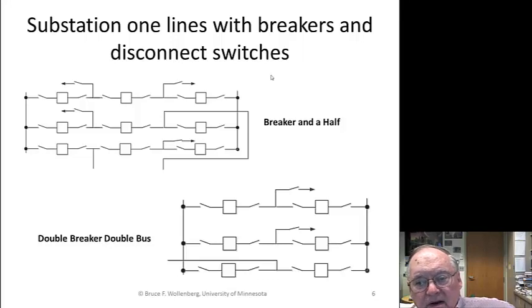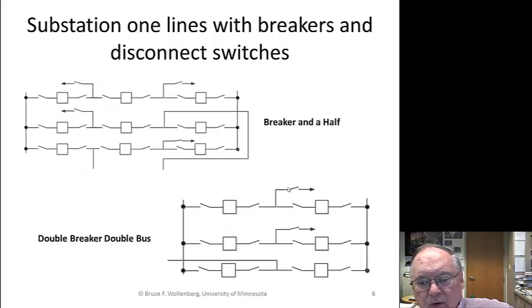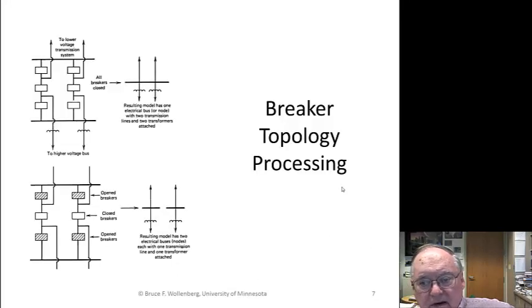This is called a breaker and a half scheme. It's similar. We can transfer a transmission line either to this bus or to this bus, depending on whether I have these 2 breakers closed or these 2. So I can transfer back and forth between one side and the other. Here's a similar scheme, called the double breaker, double bus down here. Notice that it has a few fewer breakers. Again, for three transmission lines, it has fewer breakers, but it has less ability to switch back and forth.